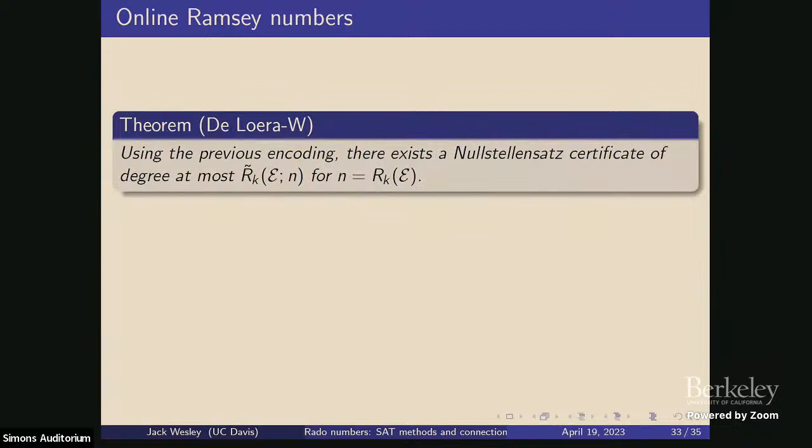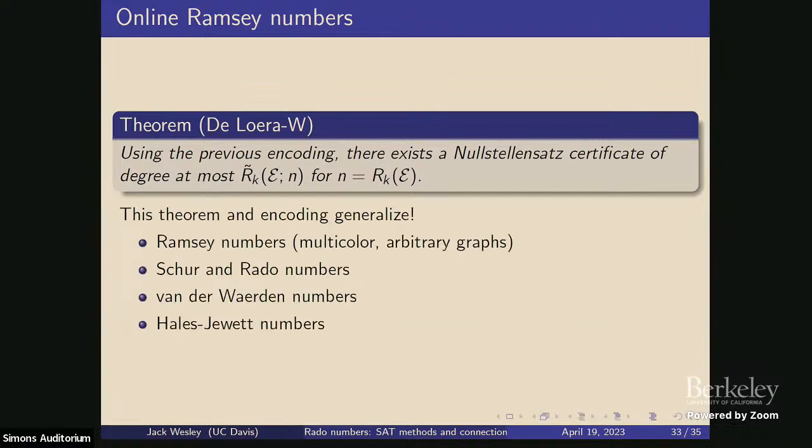Our main result here is that using this F2 encoding, there is necessarily a Nullstellensatz certificate of degree at most this online Rado number when n is exactly equal to the Rado number. But it turns out there's nothing special going on about the Rado numbers here. This holds far more generally, and you can do the same construction for any Ramsey problem, really. It'll work for classical multicolor Ramsey numbers, it'll work for these numbers I've been talking about, it'll work for van der Waerden, Hales-Jewett, and so on.